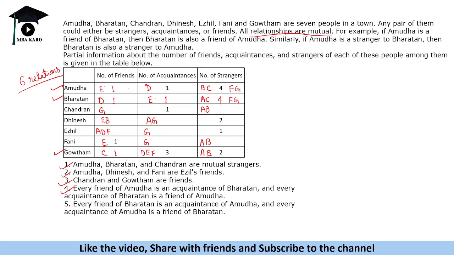Now, how do we proceed? Bharatan is done, Amudha is done, Gautam is done. If you see Dinesh, we see that two people here, so two here. So it should be two, two, two. Now, two, two, two, if we see, A is done, B is done, C and F are left. So C and F will be his strangers. So Dinesh will be a stranger to C, and Dinesh will be a stranger to Fani also.